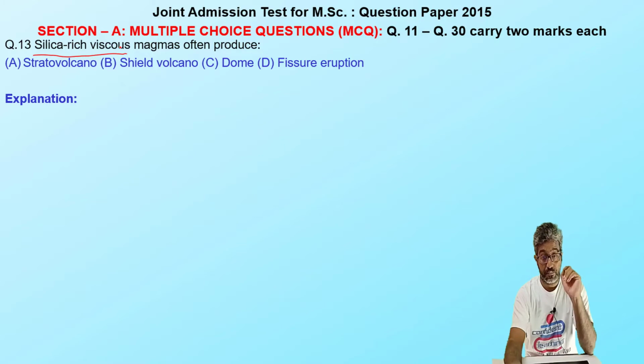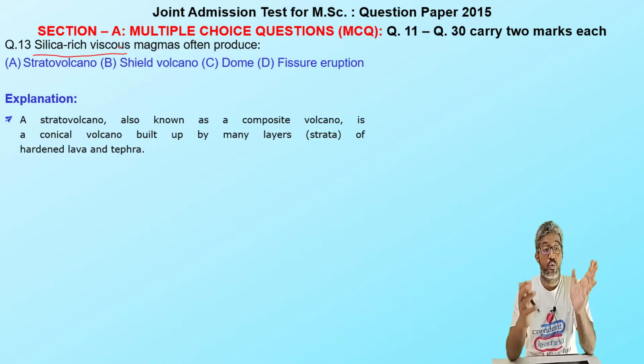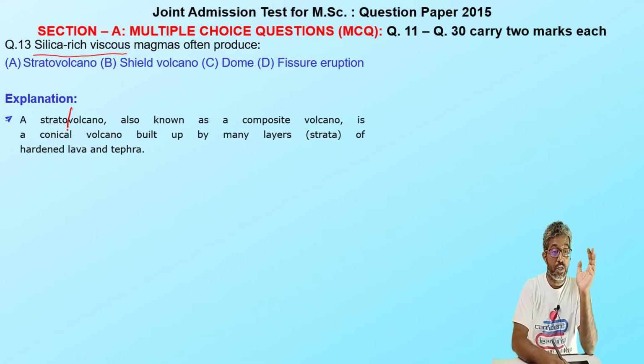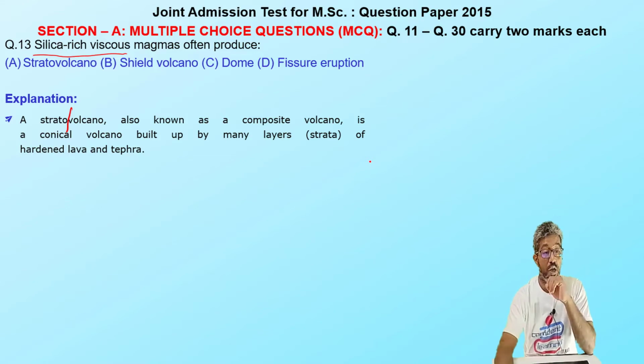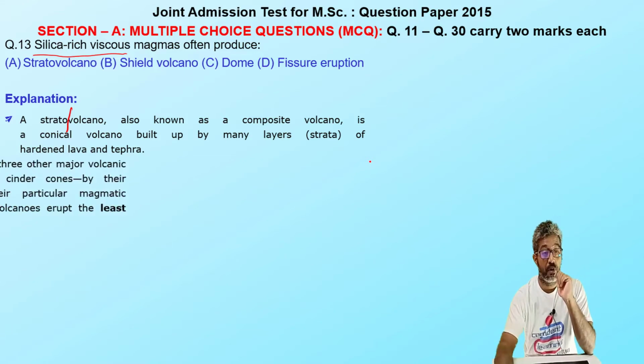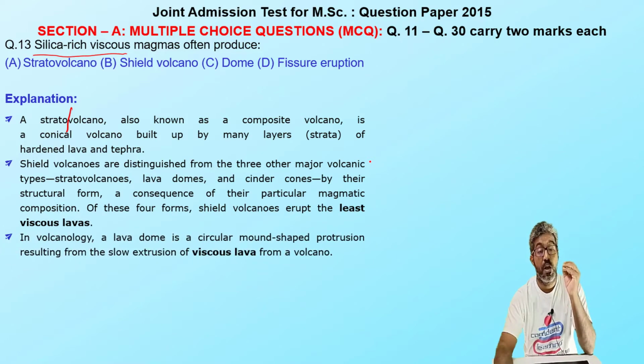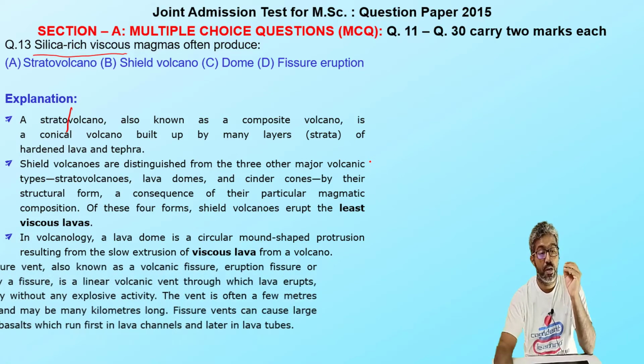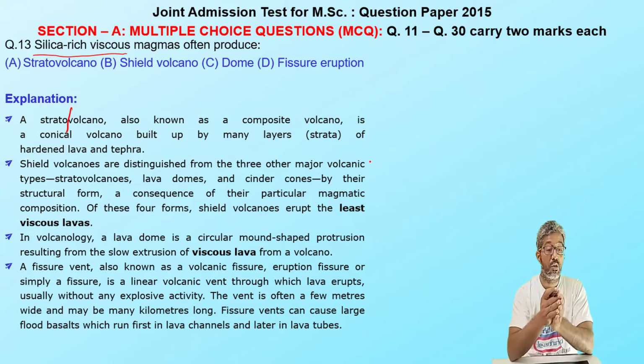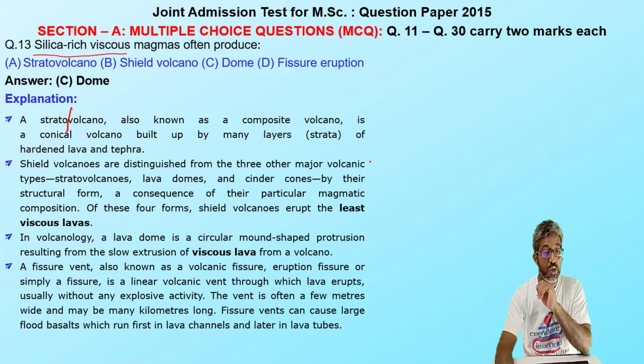You can say the stratovolcano. As you split this word, strato and volcano, it forms from the strata. This means the stratovolcano is formed by strata, layer by layer buildup of lava or tephra. Shield volcano, what is this shield volcano? It is formed from the least viscous magma, whereas the dome is formed by the viscous lava. So my answer is dome. And you know about the fissure. If you check what a fissure is, it is a linear feature. It is a volcanic vent where the lava is coming out. So my answer is dome.